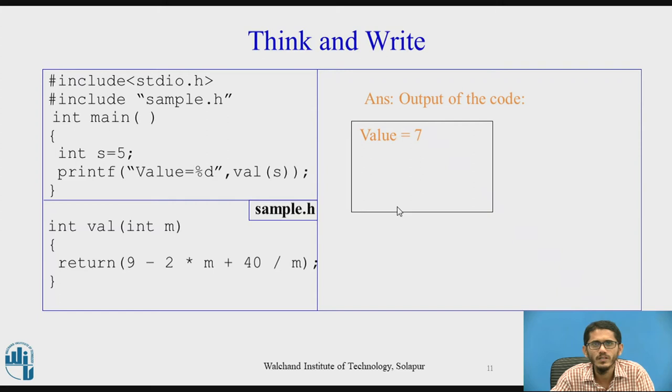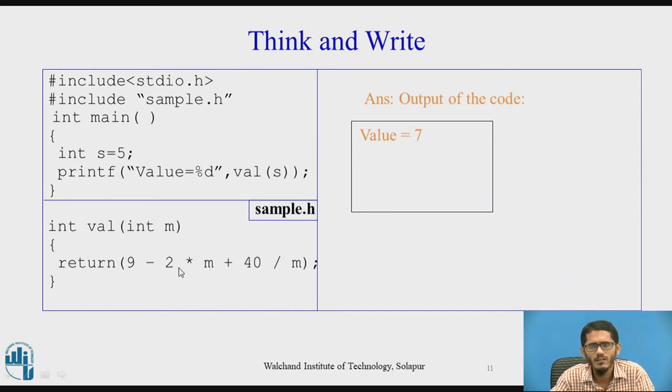Now how did that output of 7 come? As you can see here, when we called the function val by passing the variable s value, that is 5, that 5 was stored in m. When we see in this function val, the operation performed is an arithmetic operation where you can see 9 minus 2 multiplied by m. Now the m value is 5. So 2 into 5, that is 10.